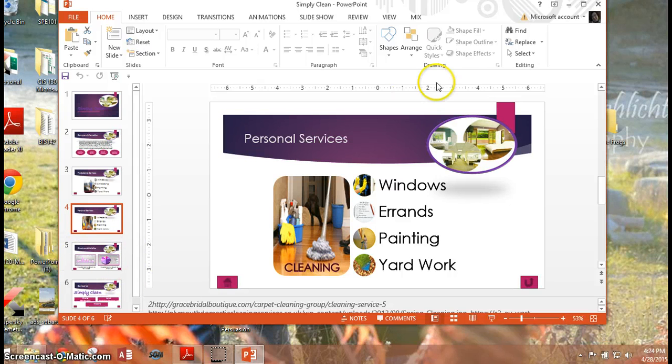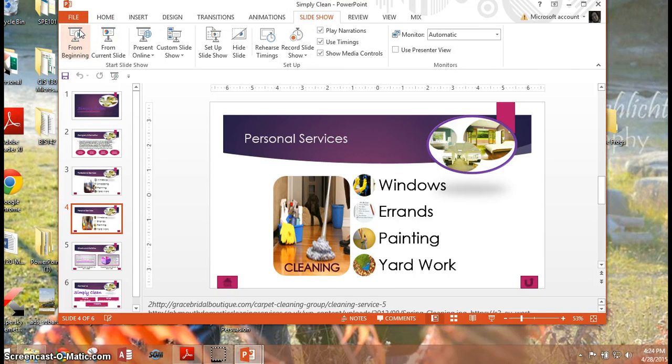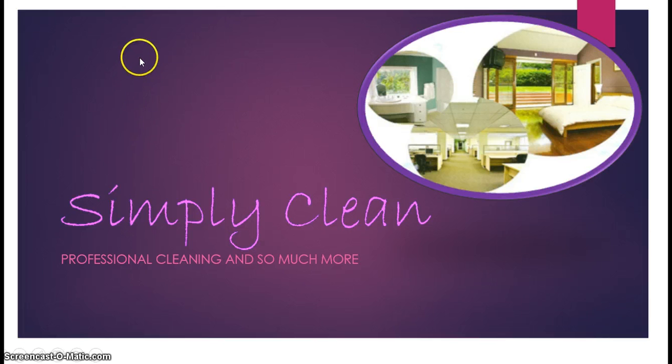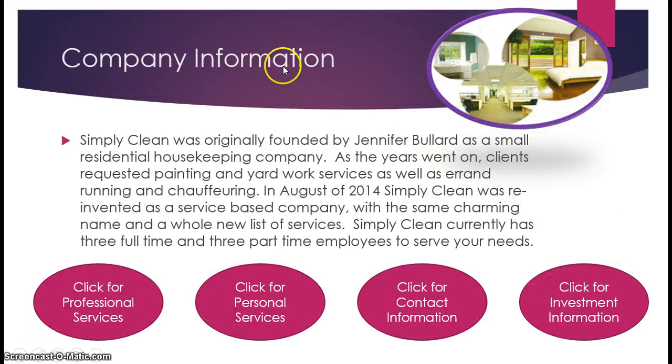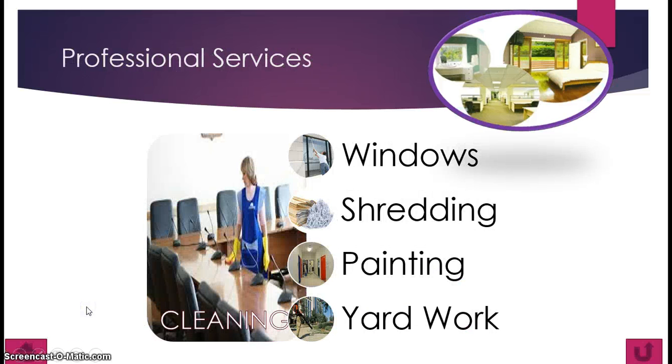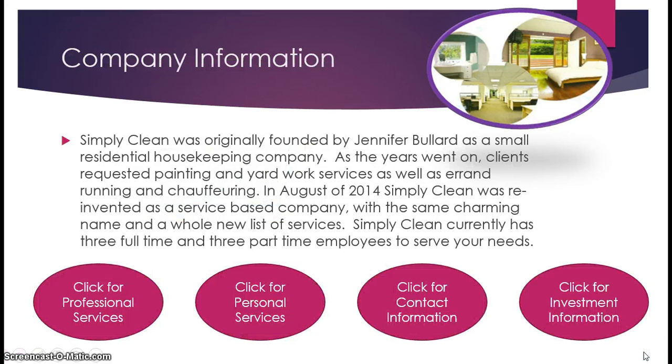Now we can start the slideshow from the beginning here. And I can show you some of the buttons. Here we have on the title slide the graphic in the upper right and the letters in the lower left. And then the company information slide where the logo continues over here in the upper right hand corner. And then we have buttons down here you can click to take you wherever you need to go. Now, the professional services, here we have our main cleaning, followed by all of our subtopics. And then over here, I have a return back to company information.